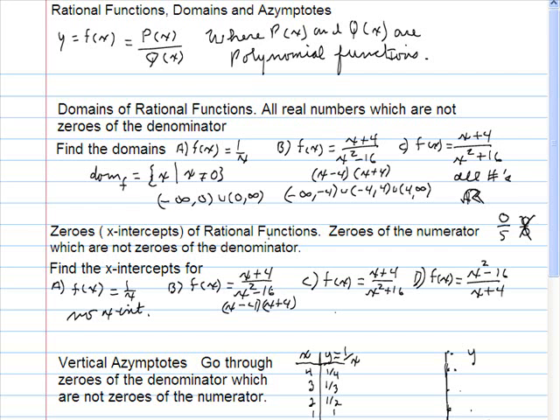I get 0 over 0, which is undefined, so again, no x-intercept or no zeros for that polynomial. Let's go on to the third one.